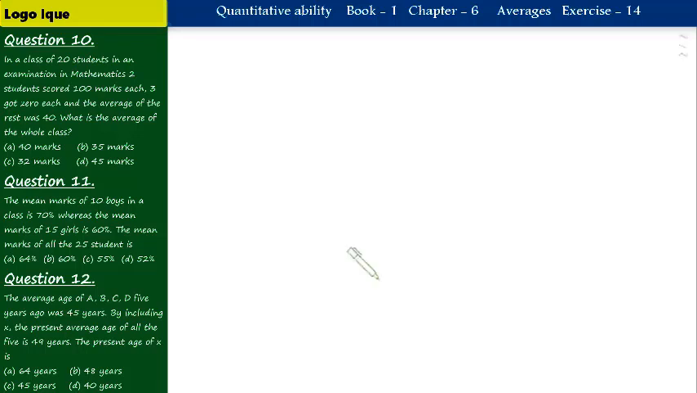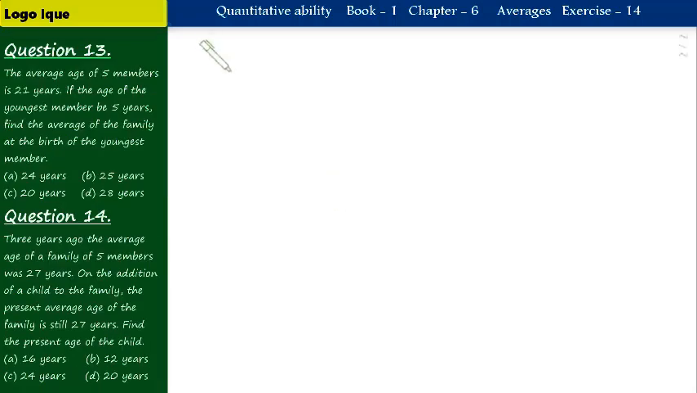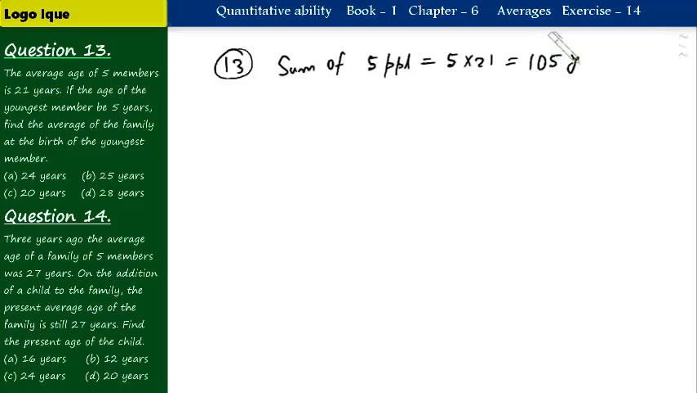Now the next question, question number 13. It says the average of 5 members is 21 years. The age of the youngest member is 5 years. Find the average of the family at the birth of the youngest member. Okay, let's do it like this. If the average age of 5 members is 21 right now, that means the sum of 5 people would be equal to 5 into 21, which is 105 years.